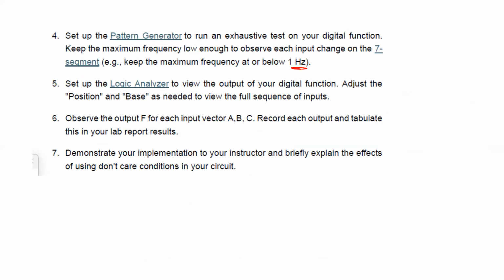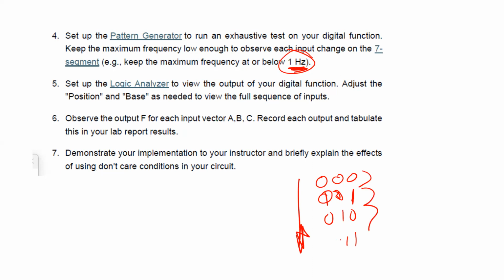And then similar to last time, I told you to make the frequency 1 hertz. 1 hertz is slow, so what happens is the input should become 0, 0, 0 for 1 second, and then should become 1 for another second, then 2 for another second. So you are going through the truth table every 1 second, number 3 and so on. So you can see all possible cases and what the outputs are.